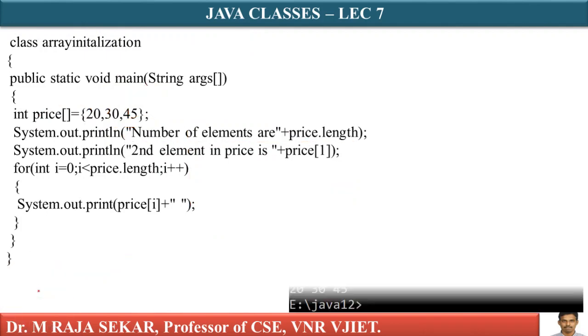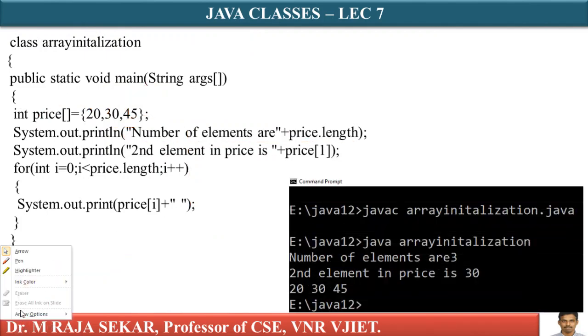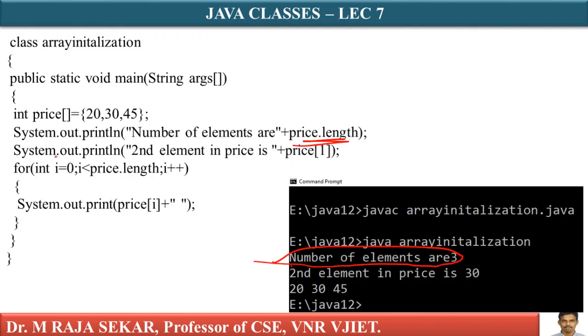Therefore, in output screen, what will it display? Just see what it says. Number of elements are 3. Why? Because price dot length is 3. System.out.println, second element in price is. Therefore, it will display second element in price is. This is price 0. This is price of 1. Price of 1 is 30.